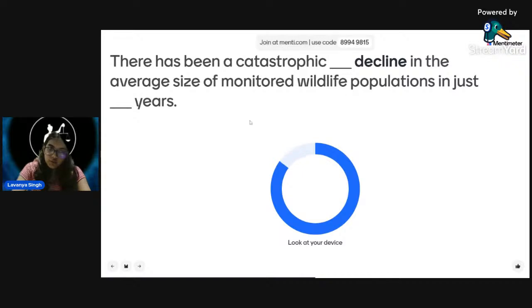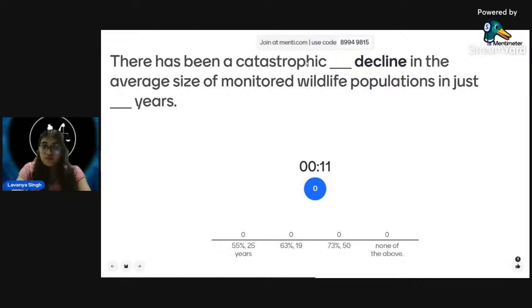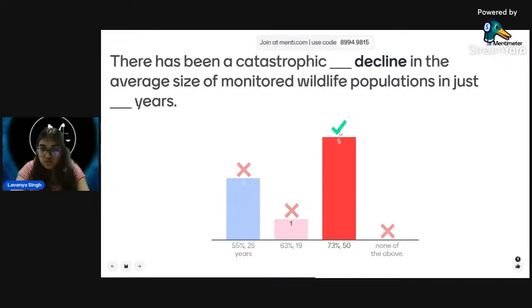The first question is: there has been a catastrophic decline in the average size of monitored wildlife populations in just dash years. Options are 55% decline in 25 years, 63% decline in 19 years, 73% decline in 50 years, or none of the above. And the correct answer is option C, 73% decline in the 50 years.